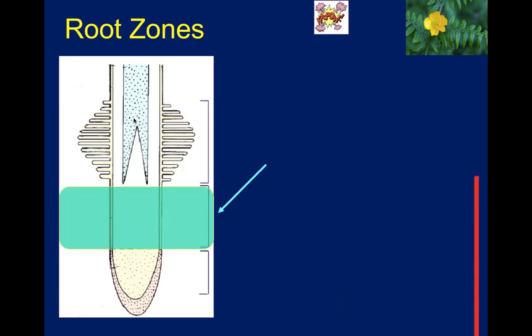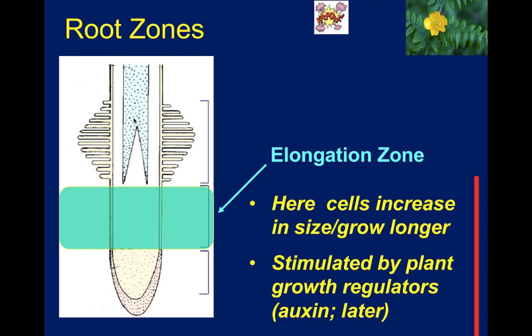So our next zone is our zone of elongation. Kind of does what it says on the tin. Here the cells either grow longer or they increase in size. And to do this they have to be stimulated by things that are called plant growth regulators. They're equivalent to hormones in us, and the most famous one, and the one we'll talk about in a couple of chapters' time, is auxin.